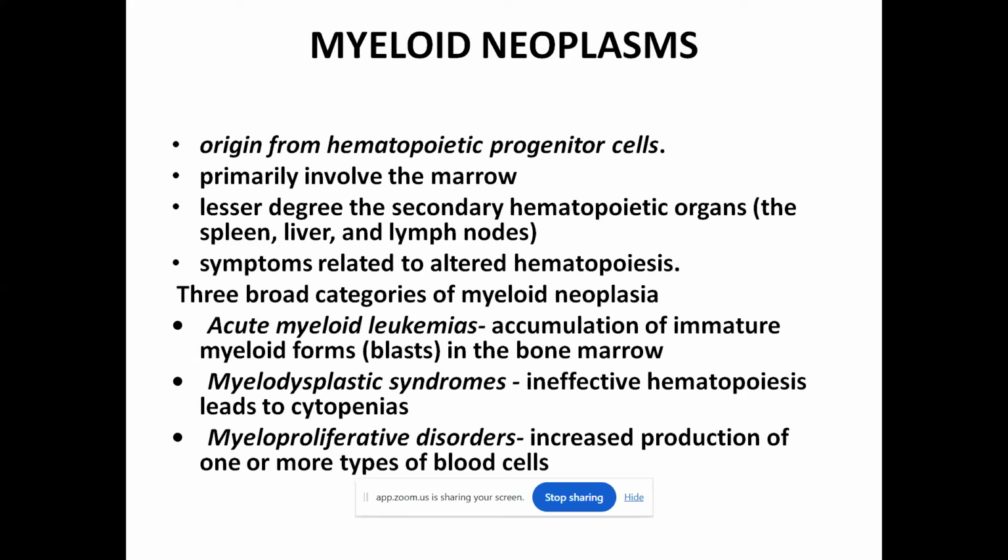The myeloid neoplasms come from the hematopoietic progenitor cells. They mainly involve the marrow. The symptoms are mainly due to altered hematopoiesis. So coming to the myeloid neoplasms, we have 3 subtypes. One is acute myeloid leukemia, next is the myelodysplastic syndromes, and the third category is the myeloproliferative disorders.